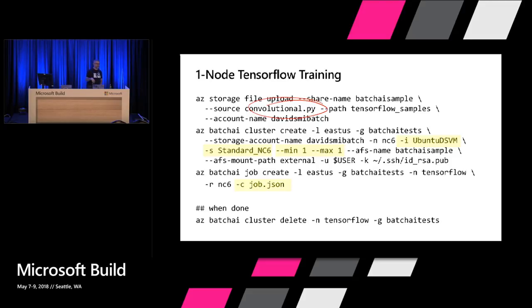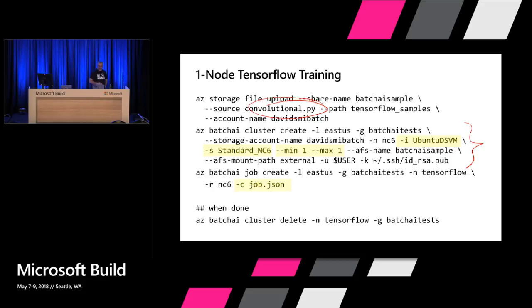For those of you that are not familiar with the MNIST analysis, I have a bunch of handwritten digits, 0 through 9. You saw them in one of the keynotes this morning. I want to write a neural network model that's going to identify for any new handwritten digit, whether it's a 0, 1, 2, 3, 4, 5, 6, 7, 8, or 9, based on the data that's already provided. And this convolutional.py script uses TensorFlow and the MNIST data to do exactly that analysis. So once I have that file loaded up into Azure Storage, I can then create the cluster.